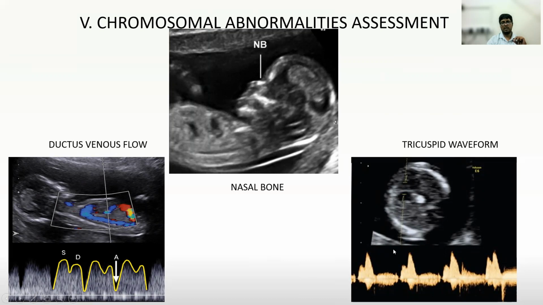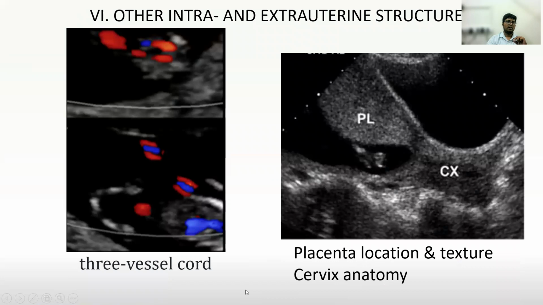The next thing is to look at the tricuspid waveform. This has to be taken in the axial plane, and keep it at the right atrioventricular junction, and we'll get a normal waveform where the velocities are within normal limits. As I was telling, we should also look at other intra and extrauterine structures.